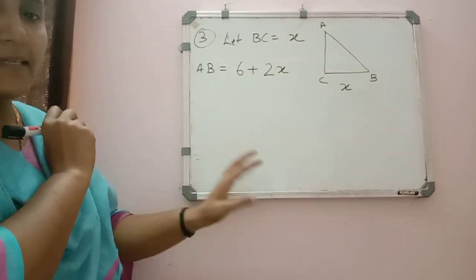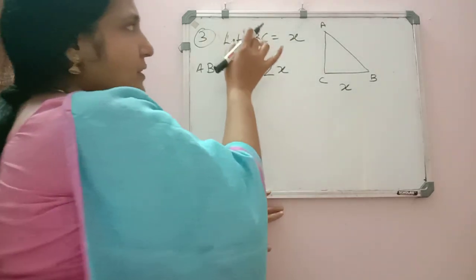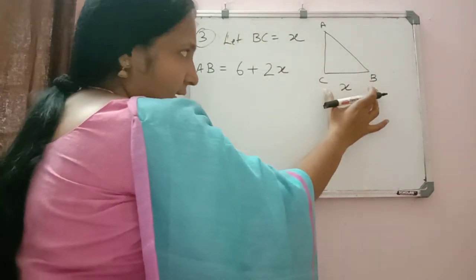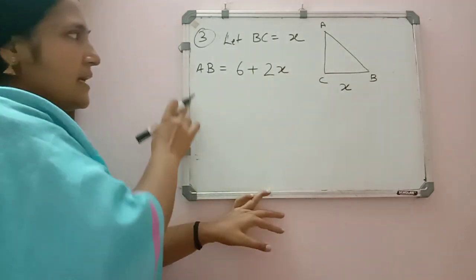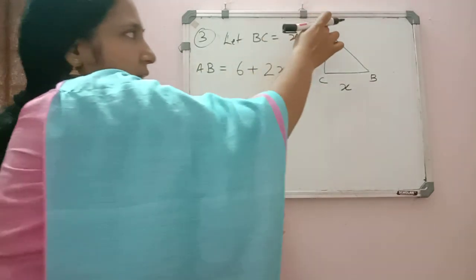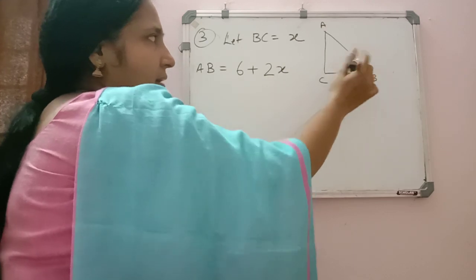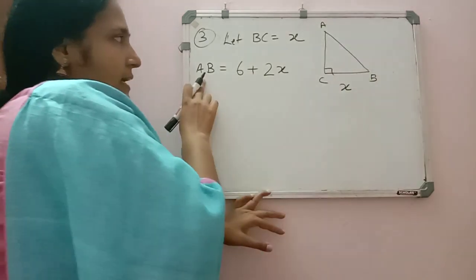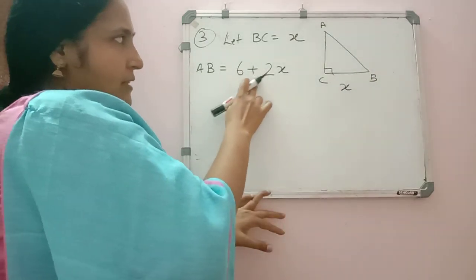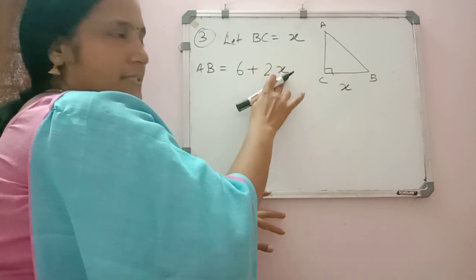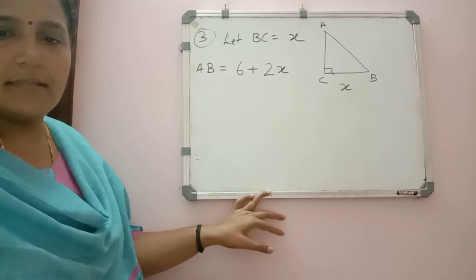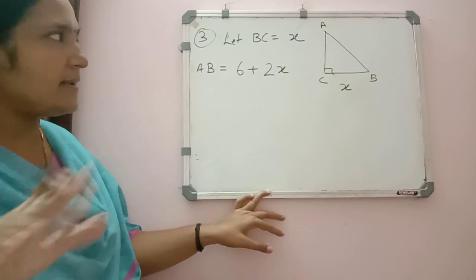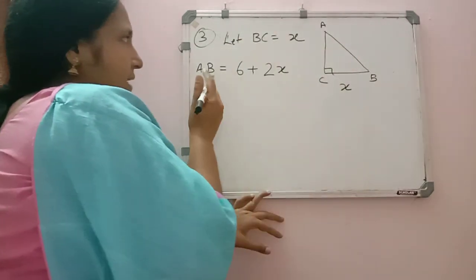Hope all are getting this. We have taken the shortest side as BC, and BC we have taken equal to x. Then it was written hypotenuse. We have taken the hypotenuse as AB. So the hypotenuse is 6 meter more than twice the shortest side, which is x. Now the third side, our remaining third side, that is AC.